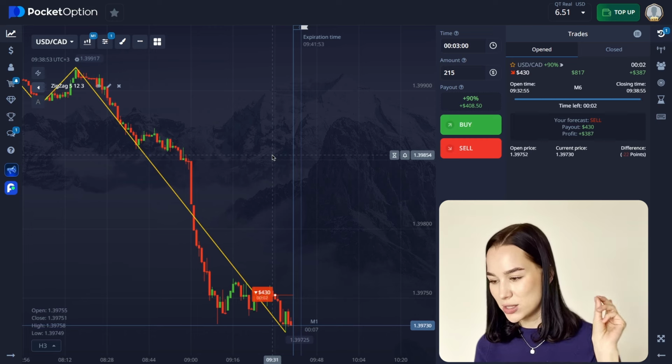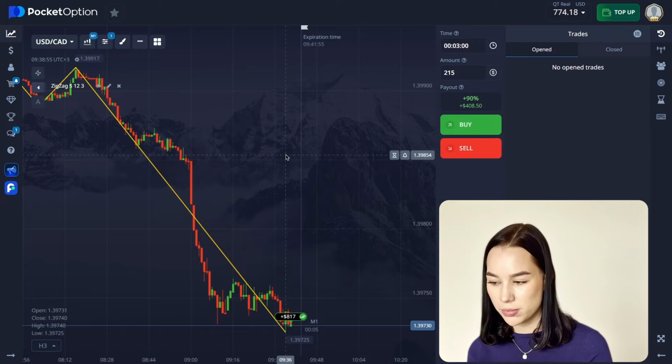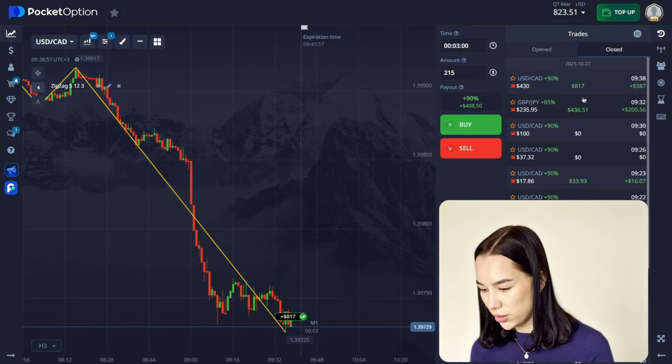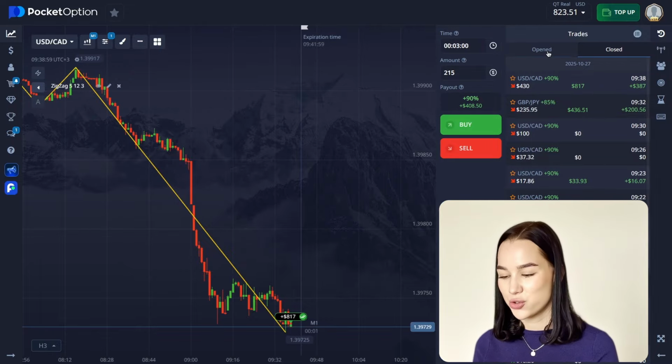So now we have 2 seconds, 1, and we close this trade in plus perfectly, guys. So here's all of our trades. Yeah, it was not that easy on this chart at some point, but we still managed that, and I'm really happy with the result.